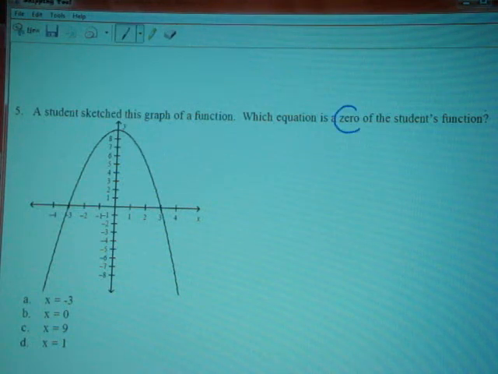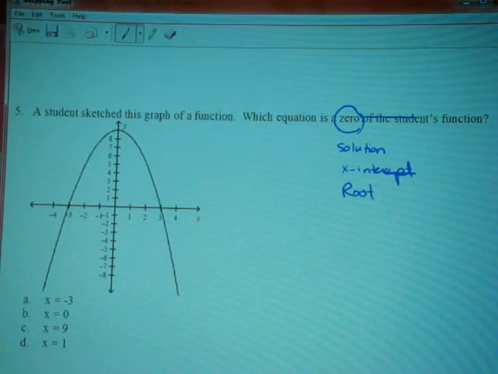A zero actually has several different names. In other words, they could say zero, they could say solution, they could say x-intercept, and they could say root. Okay? These are all somewhat synonyms when you're given a picture like this and asked for what the zeros are. Okay? A zero means where it crosses the x-axis, not the y, the x.